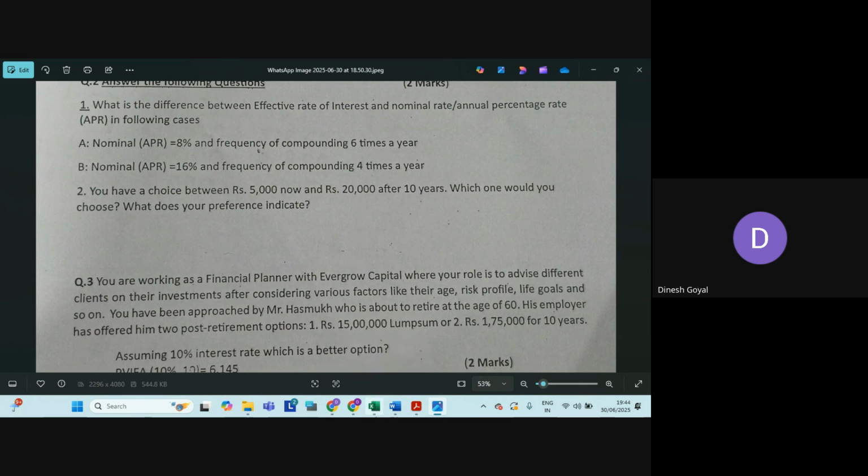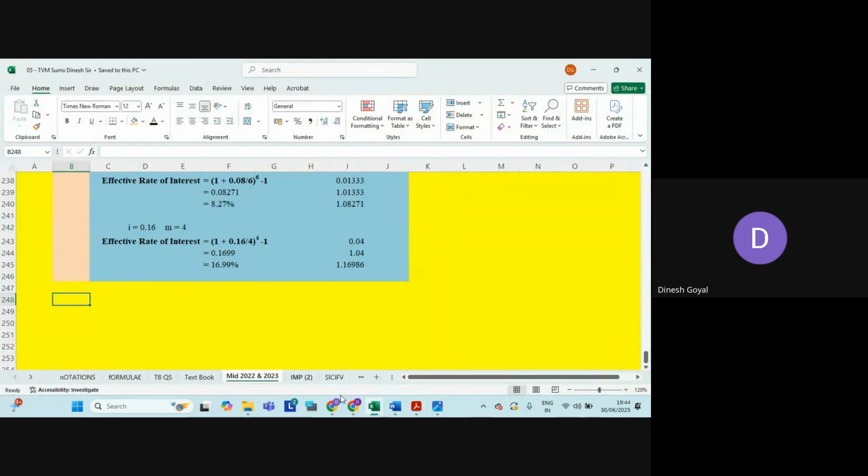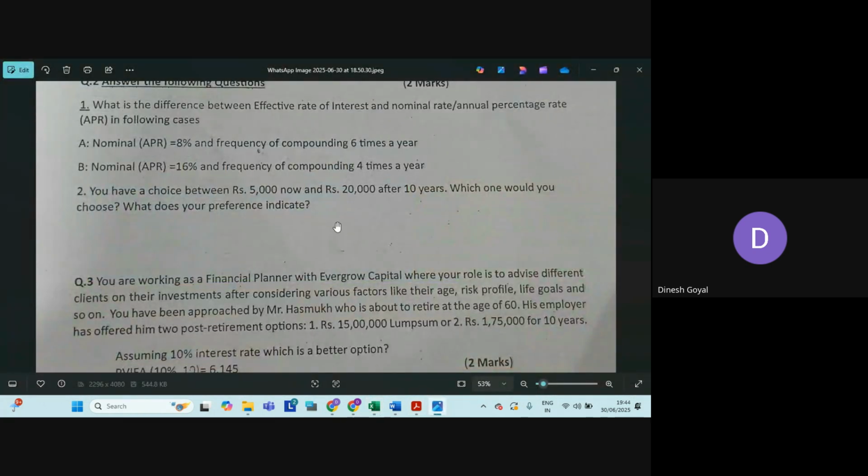So here what we will do is we will assume any rate of interest, and then I will solve this question, because nothing is given, right? So you have a choice between 5,000 now and 20,000 after 10 years. Which one would you choose? What does your preference indicate? अगर समझो नहीं दिया है तो तुम लोग लिखोगे कि I will choose 20,000, because 10 साल में 4 times हो रहा है.